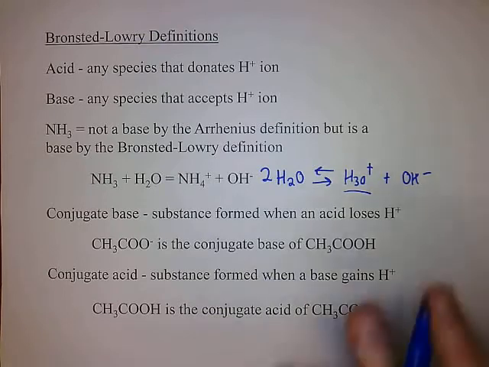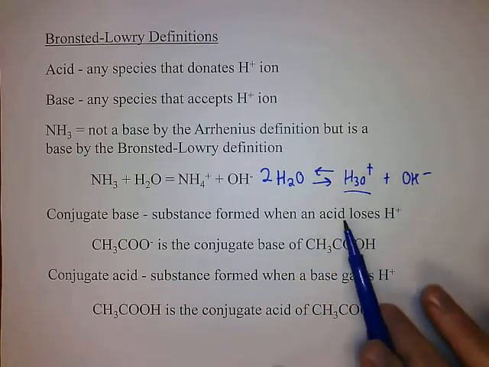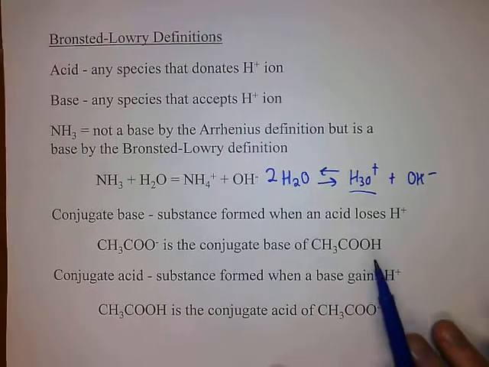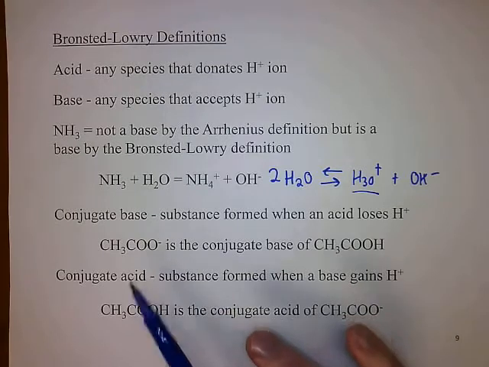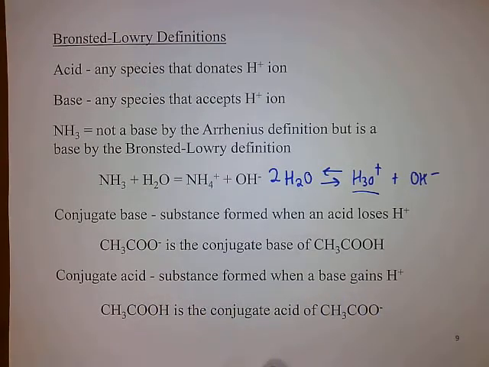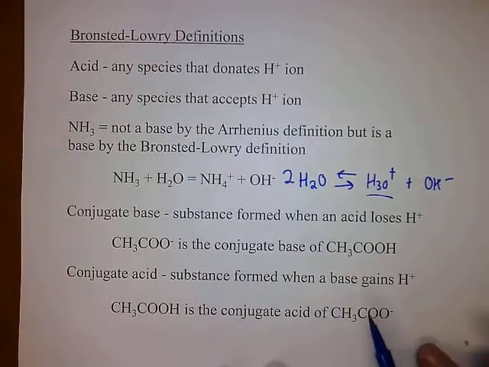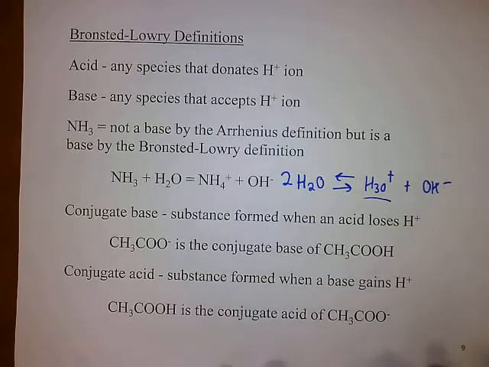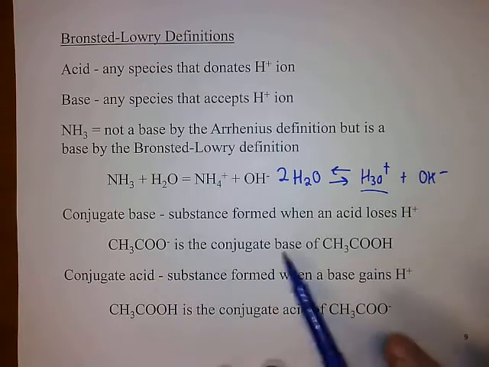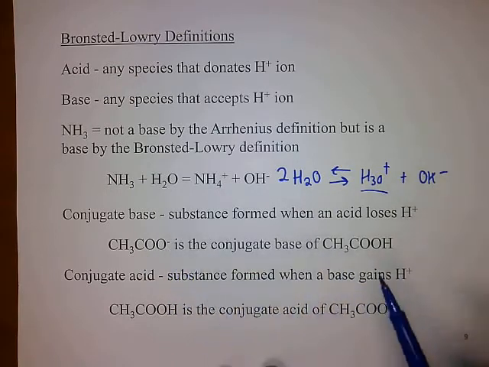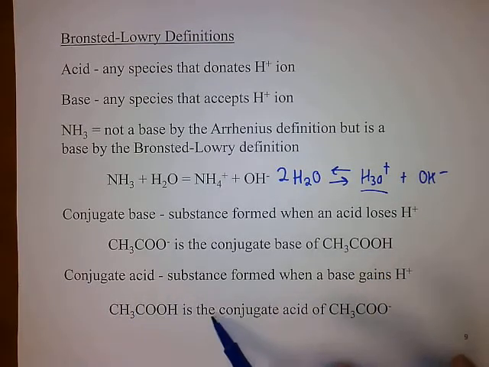So what's an acid? An acid is a proton donor. Once the acid gives up that proton, what's formed is the conjugate base. A base is a substance that accepts a hydrogen ion. When the base accepts the hydrogen ion, it becomes the conjugate acid. So acetate is the conjugate base of acetic acid, and acetic acid is the conjugate acid of acetate.